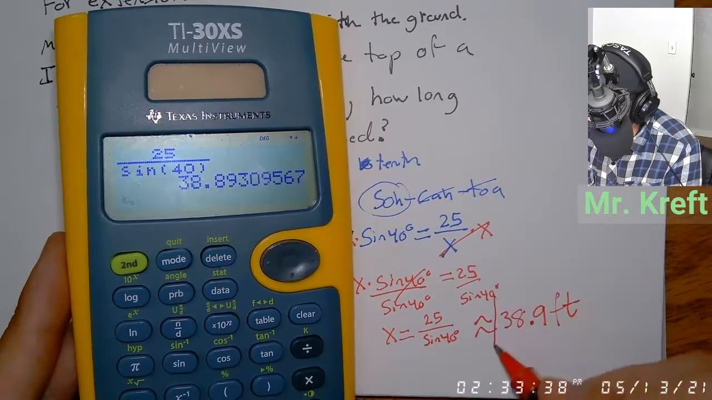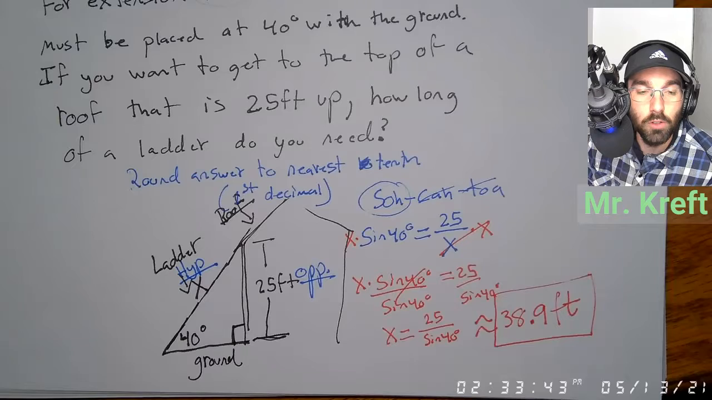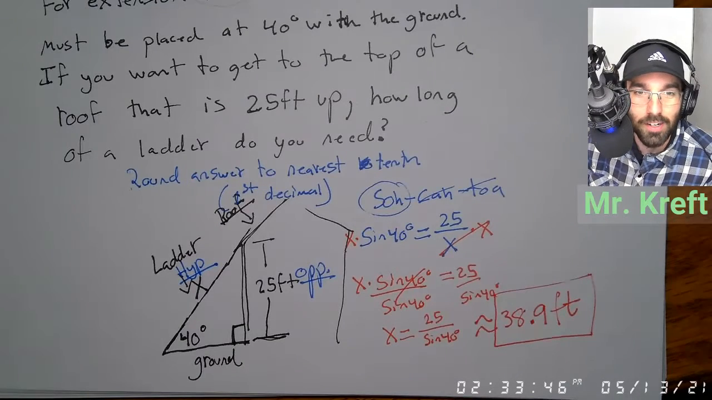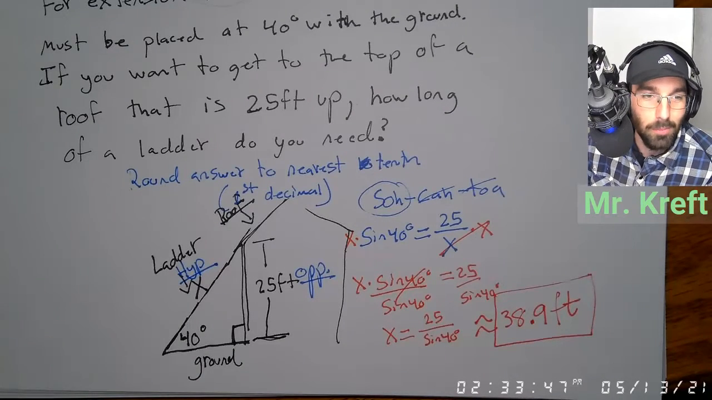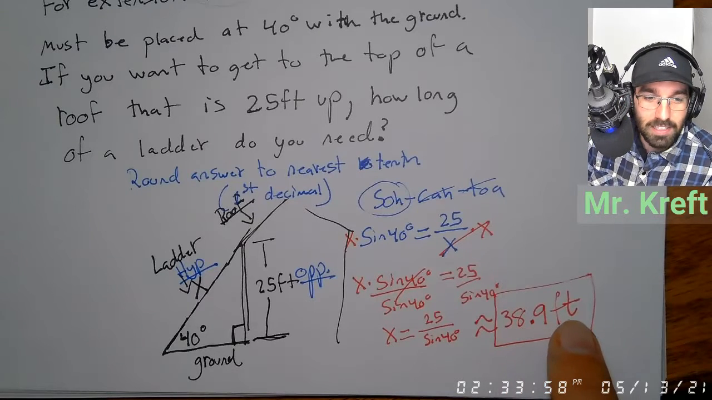And then you guys have to ask yourself, did you include units? Units are really important, right? If you go to a hardware store and someone's like, how can I help you? And you're like, well, I'm looking for a 38.9 ladder. And they're going to be like, feet, meters? Well, hopefully they don't say meters unless you go to Canada. Right? So we want 38.9 feet.